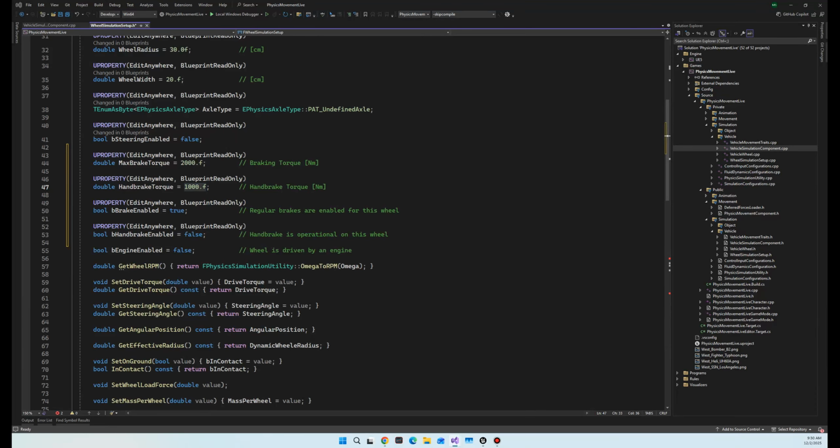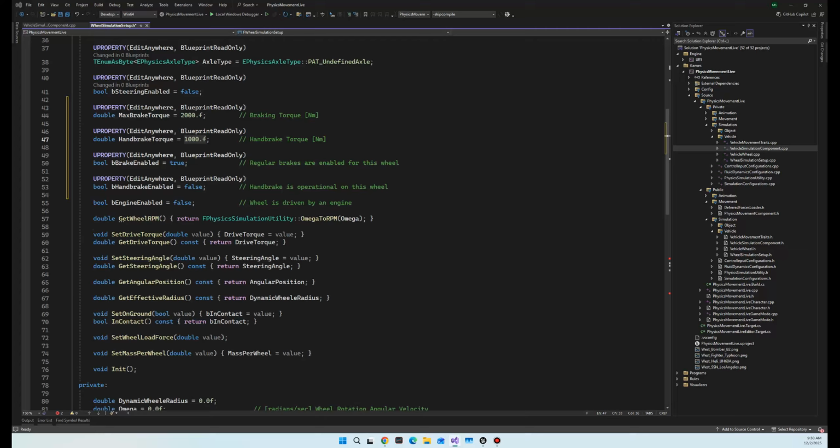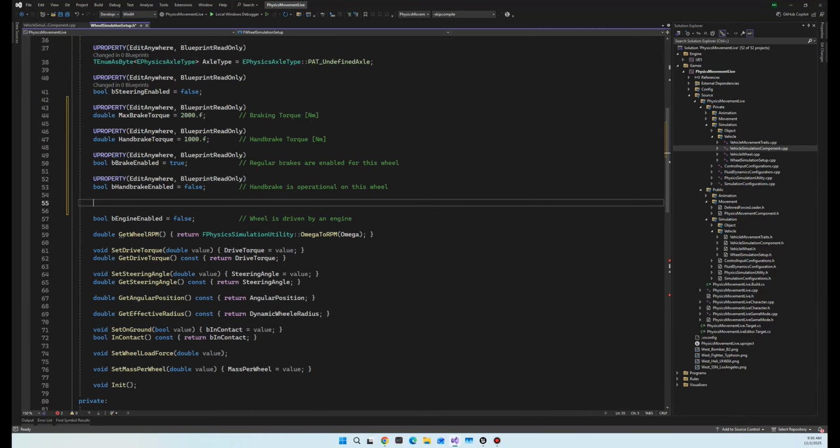We already have the axle type up here, so this will allow us to define whether we're front wheel drive or rear wheel, or if it's a front drive axle or a rear drive axle, and that will play into our traction control system. But we are also going to need wheel friction. So let's bring those parameters in.